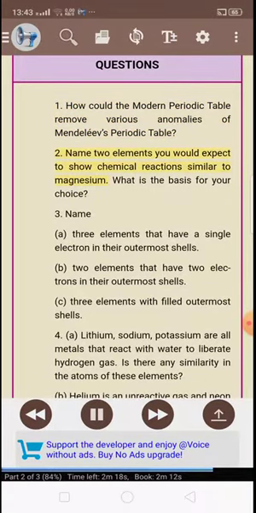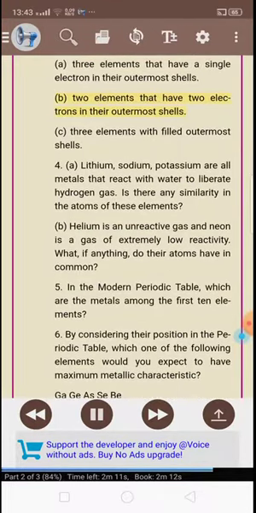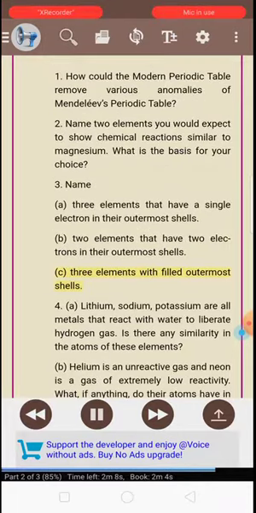2. Name 2 elements you would expect to show chemical reactions similar to magnesium. What is the basis for your choice? 3. A. Name 3 elements that have a single electron in their outermost shells. B. 2 elements that have 2 electrons in their outermost shells. C. 3 elements with filled outermost shells.